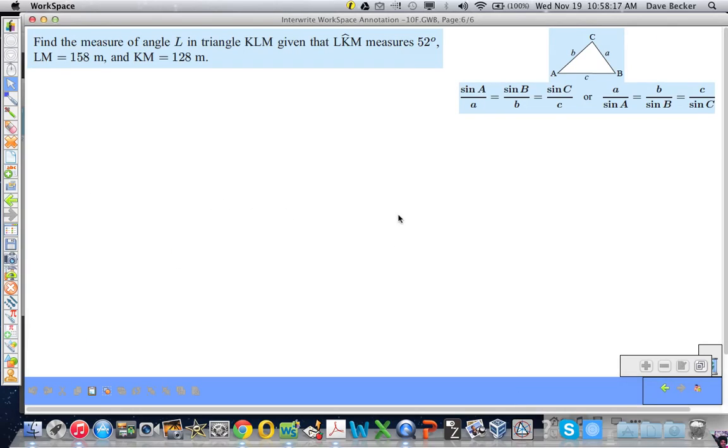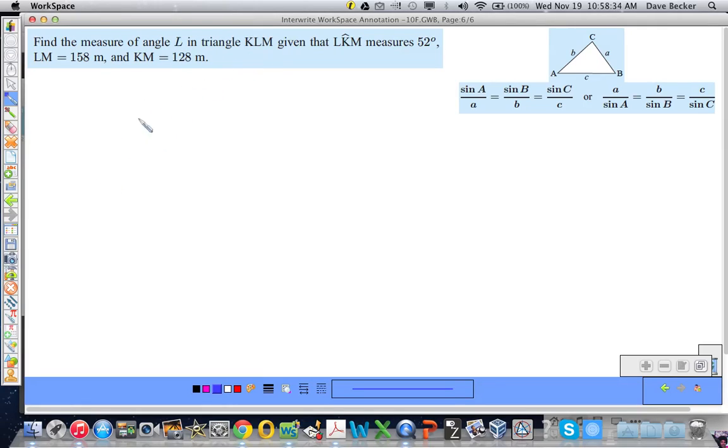Our last example showed you how it's possible that there are two solutions for an angle of a triangle, okay? And you always have to check. So here's another take on that.